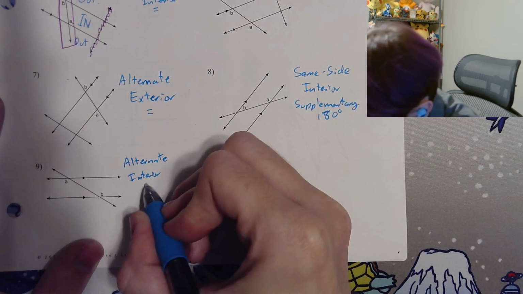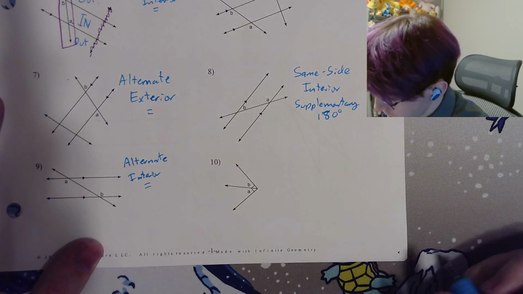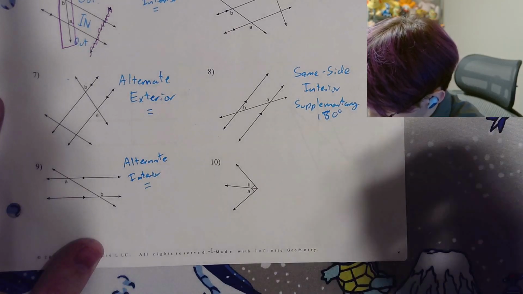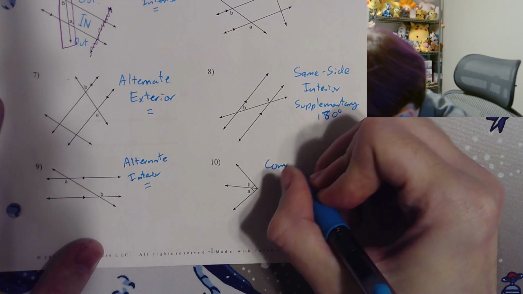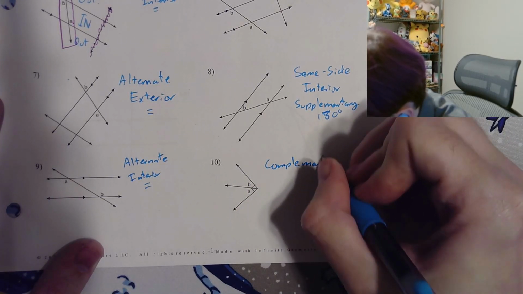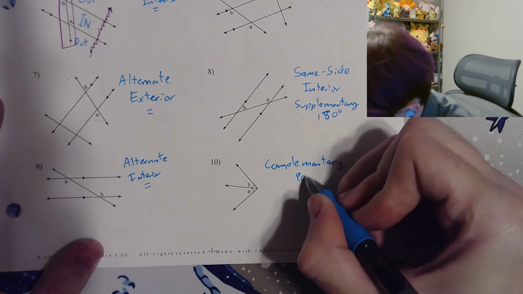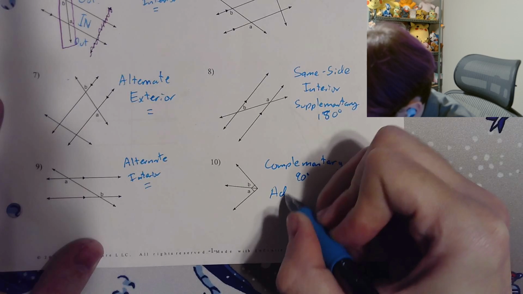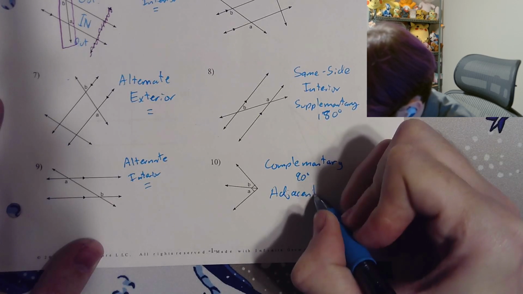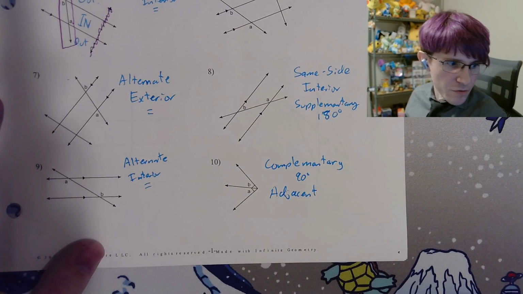And we don't need to use the word angle there. They are equal. And this one has that box. The box is always meaning complementary. These guys are adding up to 90 degrees, and they are adjacent. All right, well, there we go for our first couple questions.